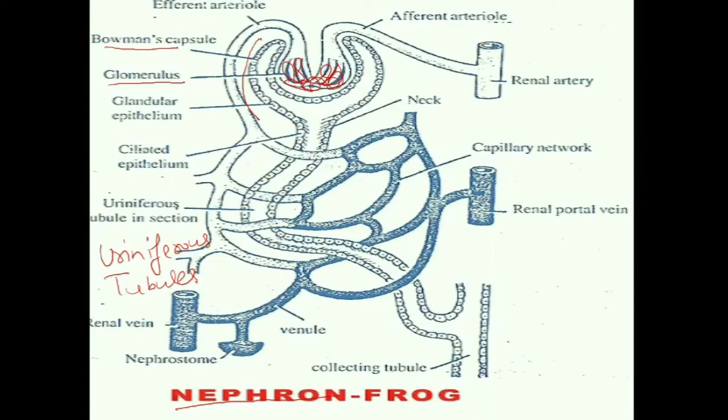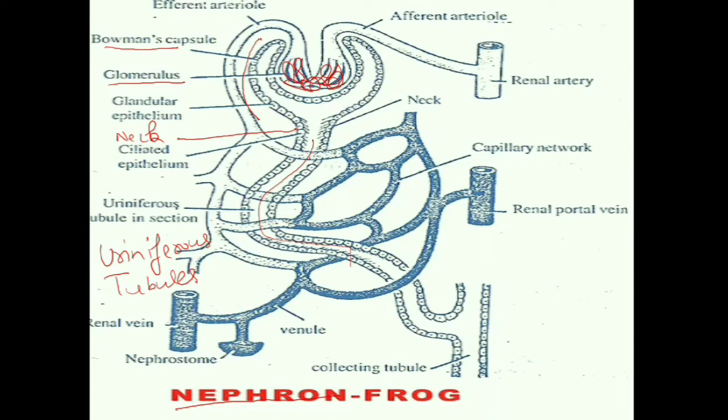Just below Bowman's capsule you can see a neck is labeled. After that, this entire part is the tubular part of the nephron. So a nephron has 3 parts. One part is Bowman's capsule with glomerulus, second part is the short neck, and third is the tubular part. Bowman's capsule is lined by squamous epithelium, flat cells, and in the neck region you can find cuboidal cells.